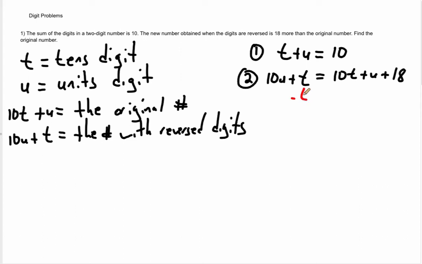I'm going to subtract t from both sides. And I'm going to subtract u from both sides. And that leaves me with 9u. Oops, I wanted that to be in black. All right, 9u equals 9t plus 18.